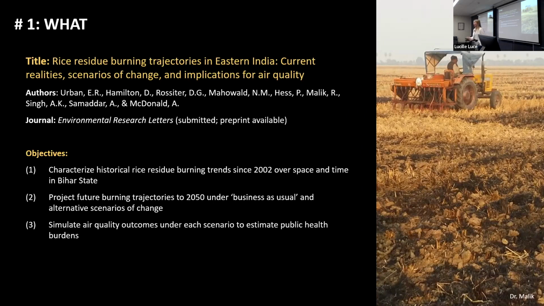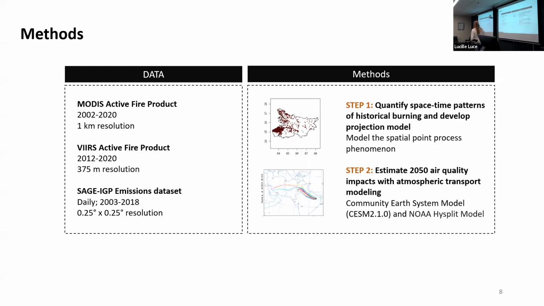And then we look at that scenario as well as a couple other scenarios to simulate air quality outcomes. If it increases, what does that actually mean for public health? It puts some real meaning and some real urgency behind things. And that was done with our atmospheric sciences collaborators using transport modeling to model implications for public health burden.